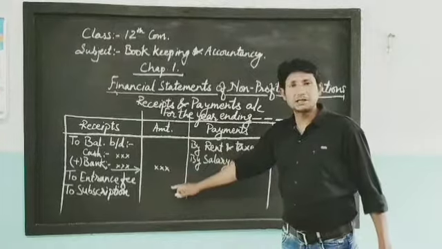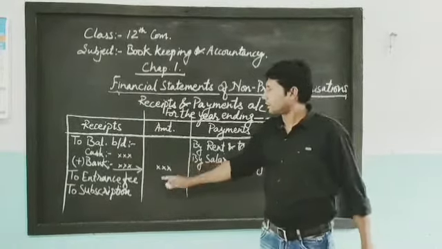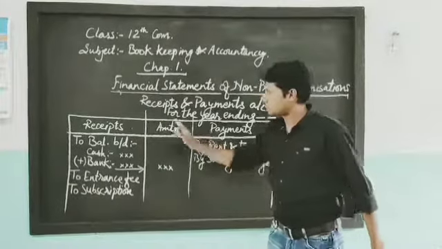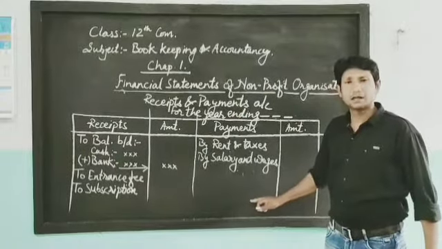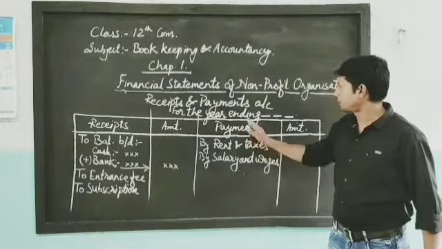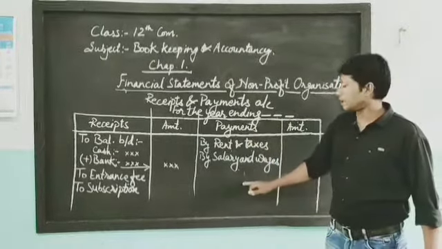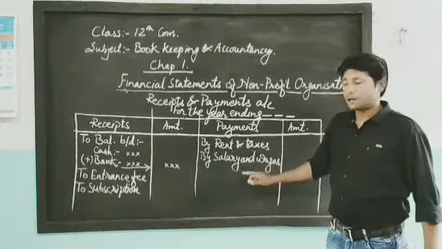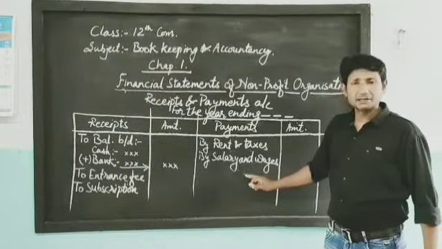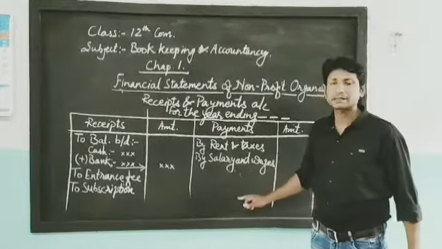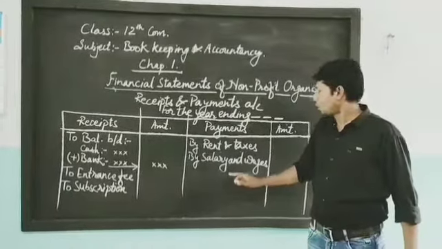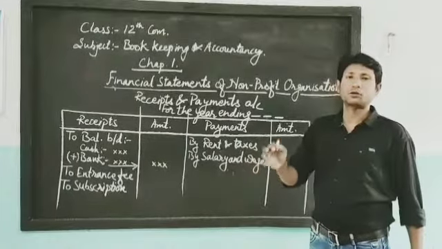After preparing the receipts and payment account, when you deduct the payments from the receipts, you will have the cash balance at a particular date. Because it is an account, it is prepared on the last day of the year to find out the cash balance of the organization on that particular date.